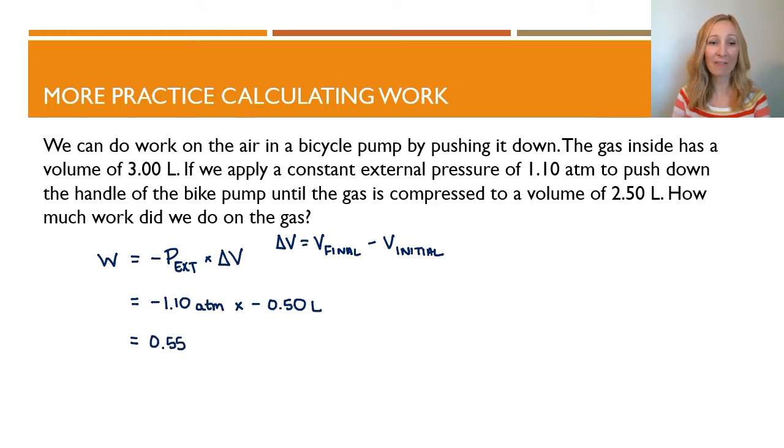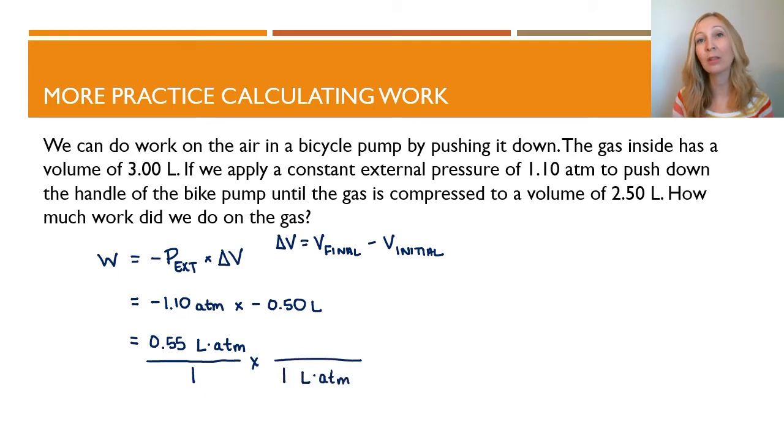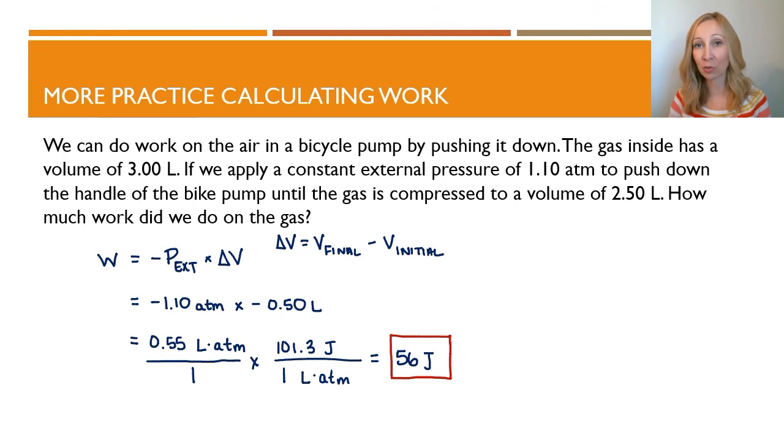So we get 0.55 liter atmospheres. What we're going to do then is turn this into a dimensional analysis problem, converting liter atmospheres to joules. So 1 liter atmosphere is equal to 101.3 joules. So now I'm able to cancel out my liter atmospheres and turn it into joules. So 0.55 liter atmospheres times 101.3 joules is 56 joules. Remember, this is a positive number because we are doing work on the system. We're pushing down the gas, we're compressing the gas in the system, which means we're doing work on the system.